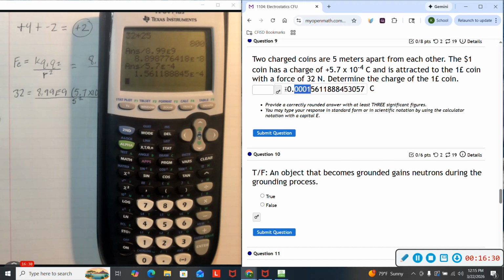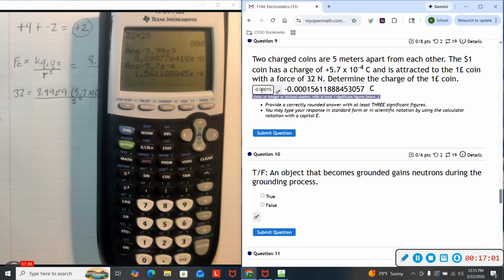The other thing you'll notice is my calculator doesn't give me this negative sign. However, if you look at the question, it says that this one has a positive charge and it says that they are attracted to each other, which means they do need to have opposite charges. So although the calculator doesn't tell me that, you need to go in and you need to add that negative sign in front of it in this case. And again, this is randomized, so not everybody's is negative. So I'm going to go ahead and type it in the way that it is on my screen.